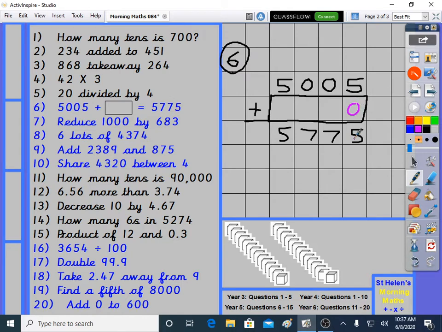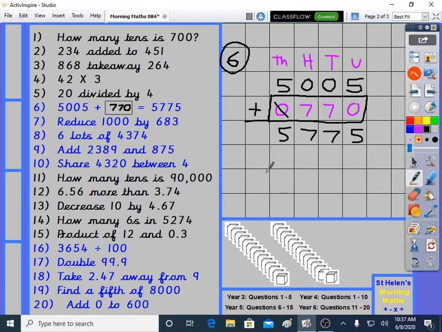So what's missing? 5 doesn't need anything to get up to 5. 5 plus 0 is 5. 0 plus something is 7. Well, that's 7. 0 plus something is 7. 5 plus something is 5. Nothing. So it was these 2 7s in the middle that were missing. What columns were they in? The tens column and the hundreds column were missing. So we can see what needs to go in the box. It's 0, 770. You don't need that 0, do you? So it's 770. That's what needs to go in the box.